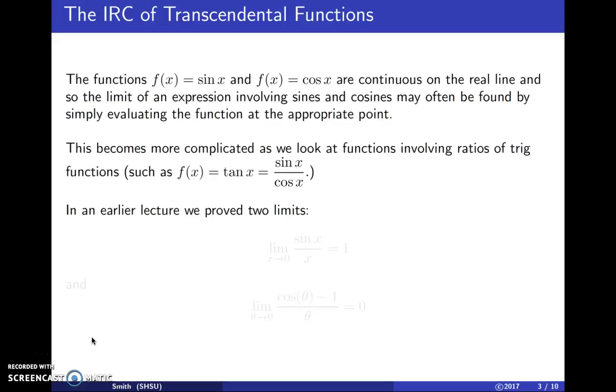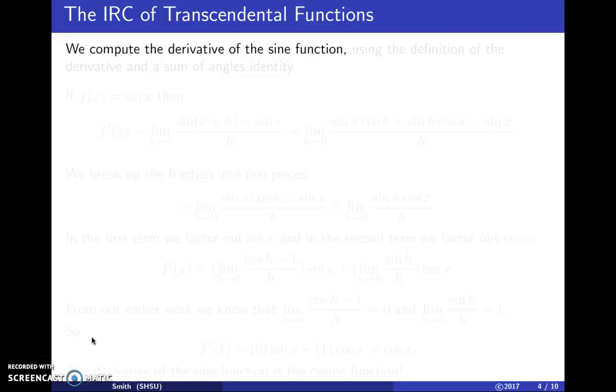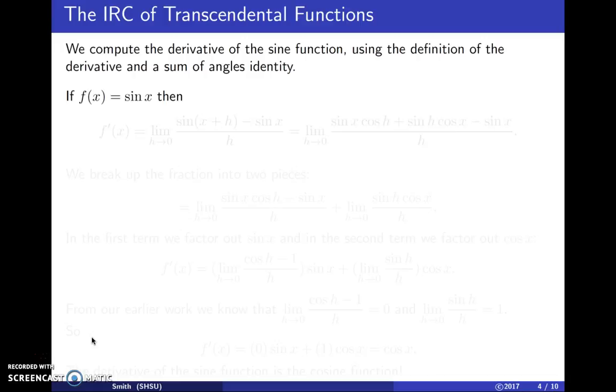In an earlier lecture, we proved two limits. We showed that the limit as x goes to 0 of sine x over x is 1, and the limit as theta goes to 0 of cosine theta minus 1 over theta is 0. We have these two limits, both involving a denominator going to 0. We need these when we compute the derivative of the sine function. Using the definition of the derivative and a sum of angles identity, we can do this.